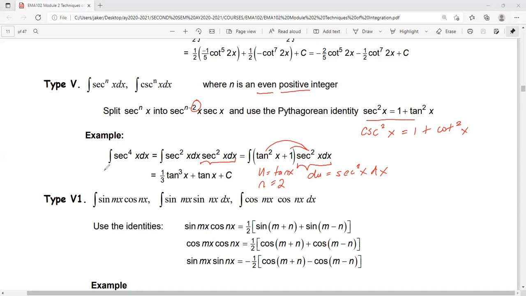Now, before I go to the last type, which is, as I've said, the simplest, because it will simply be following a formula. Do you have any questions?